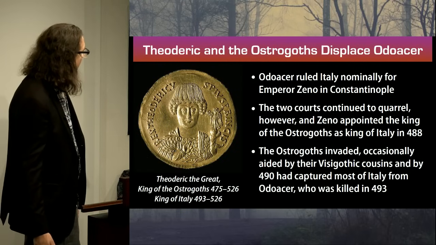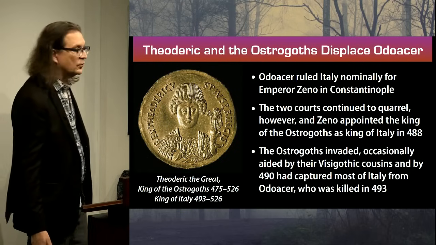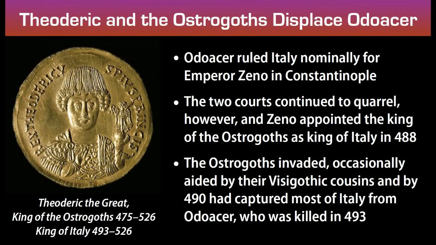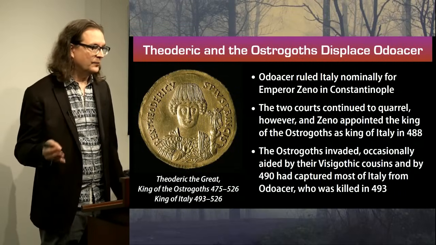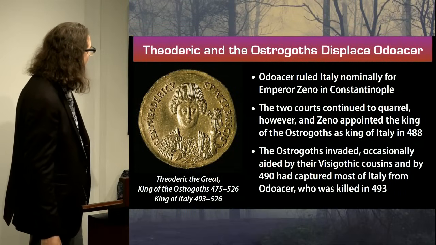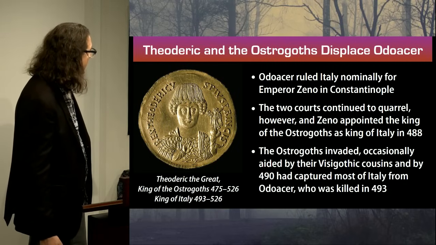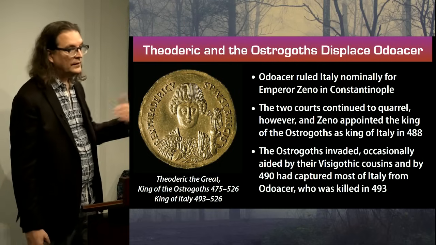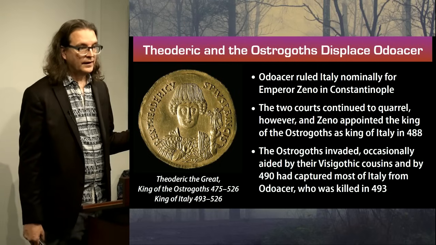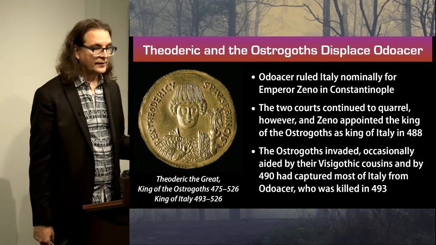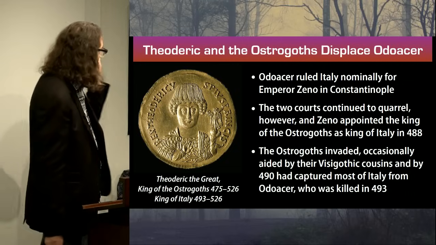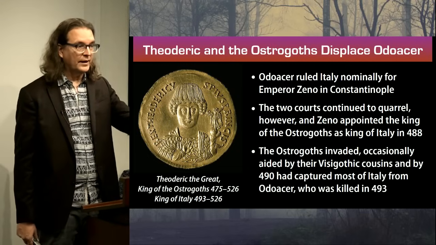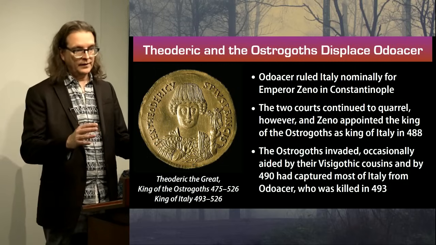Okay, so Odoacer is nominally ruling for the Emperor Zeno in Constantinople, but one of the weaknesses of the division of the empire is that the two courts never get along and often intrigue with each other. And so they quarreled. There was even a bunch of fighting on the frontiers. And ultimately, at a certain point, Zeno, wanting to get rid of Odoacer, talked to another one of these federates, Theodoric, who's the king of the Ostrogoths, who is up there on the frontier in Pannonia, and he says, hey, I'm going to make you king of Italy now.